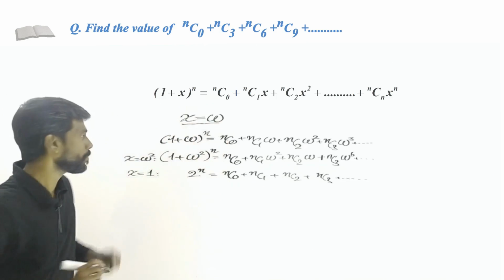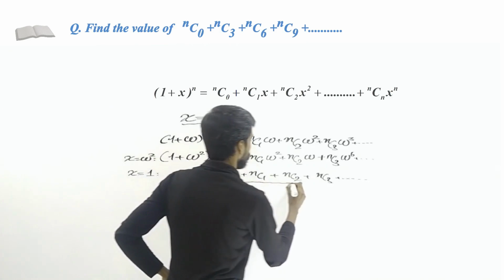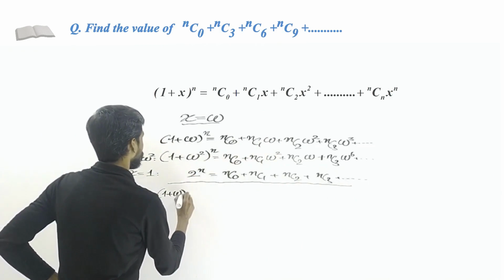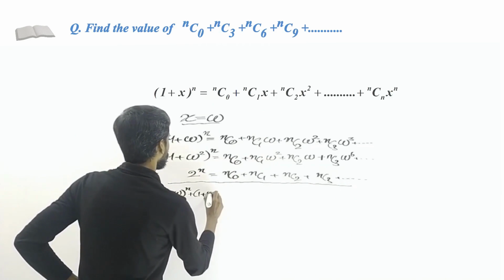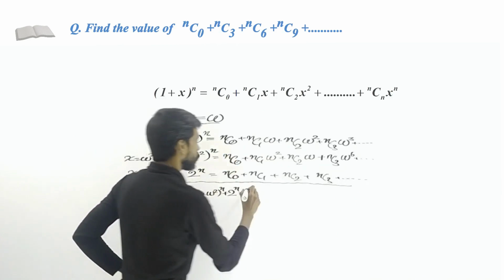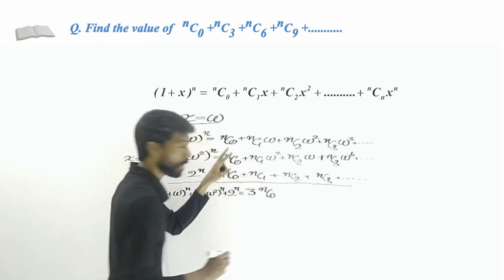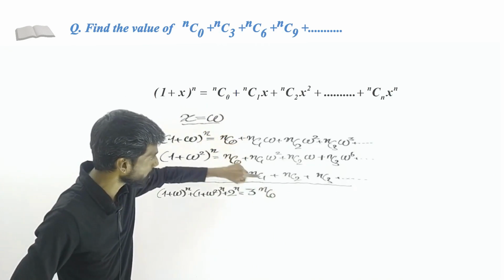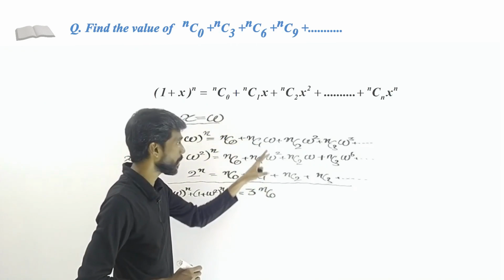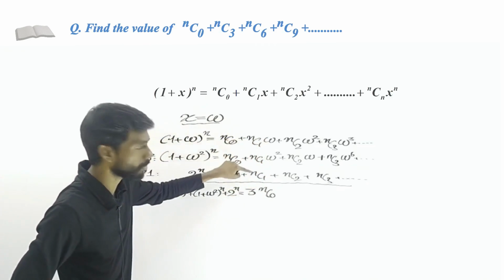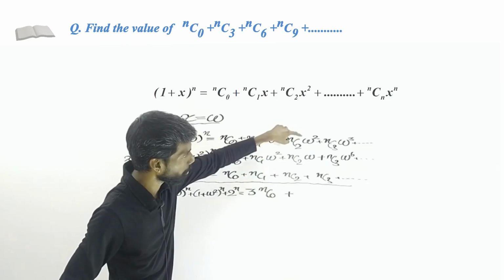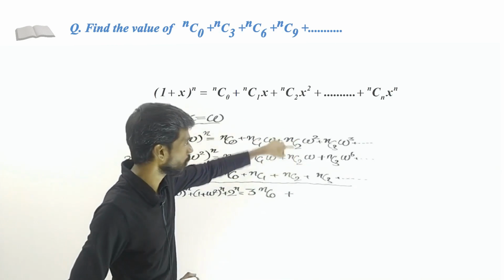What do you do? Simply add. If you add all these terms, what do you get? As it is, 1 plus omega to the power n, 1 plus omega square to the power n, plus 2 to the power n equals nC0, nC0, nC0. That becomes 3 times nC0. What is the sum of nC1 terms? 1 plus omega plus omega square, the sum of all cube roots of unity, is 0. So nC1 multiplied by 0, and this term is gone. What about the next term? Again nC2 multiplied by omega square plus omega plus 1, so again 0, and this term is also cancelled.